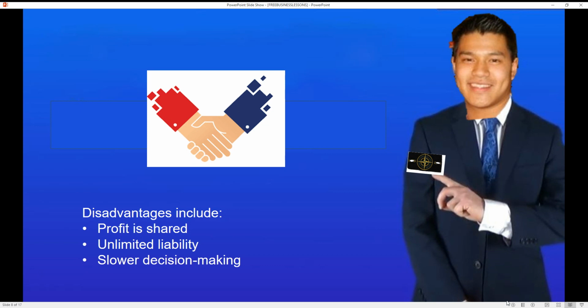Like a sole trader, it does have unlimited liability, and there's a slower decision making process because you've got to consult your partner. You can't just make all the decisions and quickly implement it. You've got to talk them through, and piggybacking on that is that if you disagree on decisions, that's going to cause friction and that's going to harm the business.